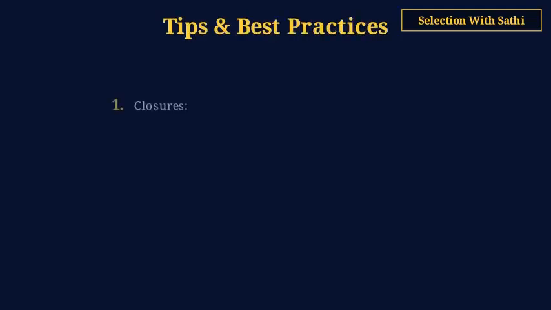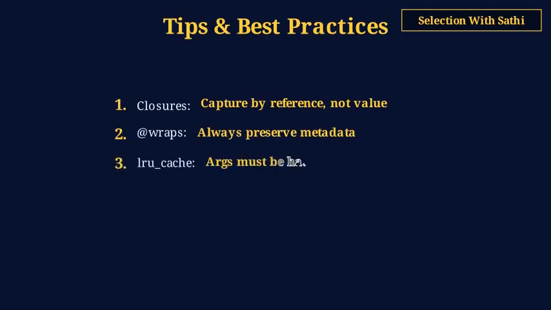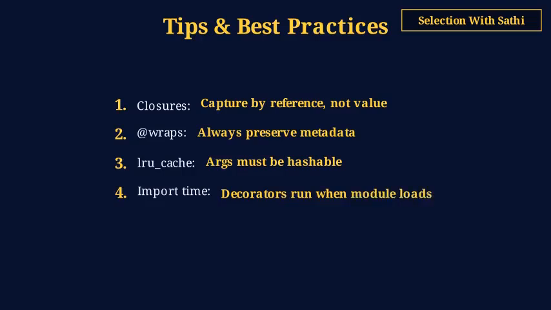Important tips to remember. Closures capture variables by reference, not by value. Be careful with loops. Always use functools.wraps to preserve metadata. lru_cache only works with hashable arguments, no lists or dicts. Decorators run at import time, not at call time. For parameterized decorators, remember 3 nesting levels: factory, decorator, wrapper.